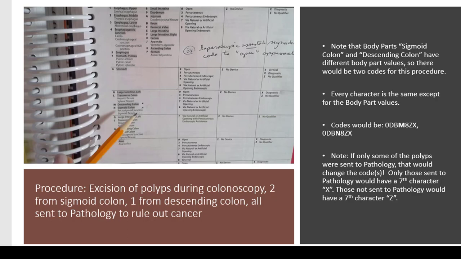For example, if only the sigmoid colon polyps were sent to pathology, they would have the 7th character X, and the descending colon would not. So you really have to carefully read your operative reports to be sure all the polyps were sent to pathology or only some of them. You see the importance, I'm sure, as we move forward of how important it is for a doctor to dictate a very clear operative report.